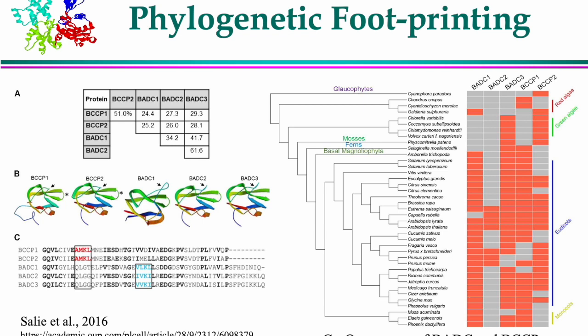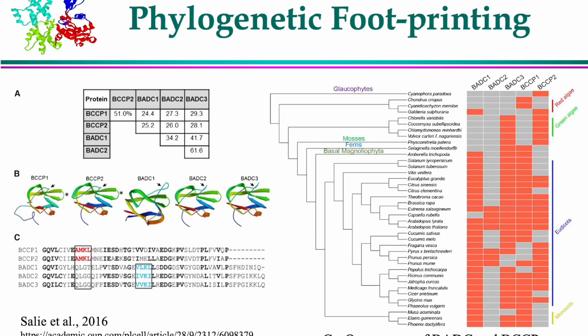This figure shows the sequence identity between any two genes in this group. So in the bigger group, all these 5 genes are similar in sequence identity. But there are 2 groups. One is the BCCP group. We have 2 genes, BCCP1 and BCCP2. The other group is called the BADC group. We have 3: 1, 2, 3. And then here it shows the sequence identity between any 2 genes. For example, here is 51% between BCCP1 and BCCP2.